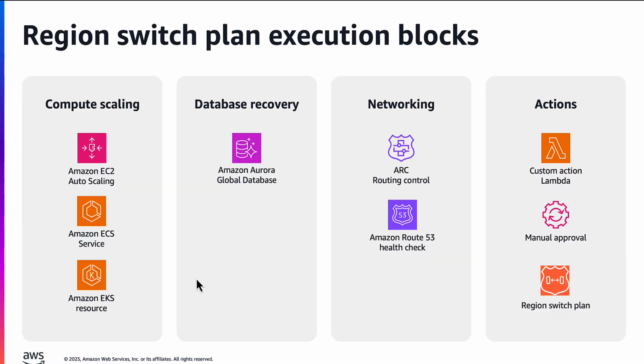Region Switch has 9 execution blocks that you can use to build your recovery workflow as part of your Region Switch plan. There are execution blocks for compute scaling, so you can scale compute resources as part of your recovery. We have database execution blocks, such as the Aurora Global Database execution block that you can use for recovering your global database. We have network execution blocks where you can use ARC routing controls or Amazon Route 53 health checks to shift traffic as part of your operations to switch regions.